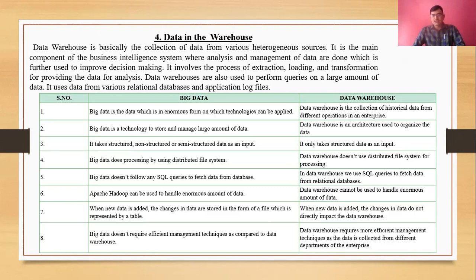So what is the difference between big data and data warehouse? Big data is the data which is enormous, on which technology can be applied. Data warehouse is the collection of historical data from different operations in enterprises. Big data is a technology to store and manage a large amount of data. Data warehouse is an architecture used to organize the data. Big data takes structured, unstructured, and semi-structured data as an input. A data warehouse only takes structured data as an input.